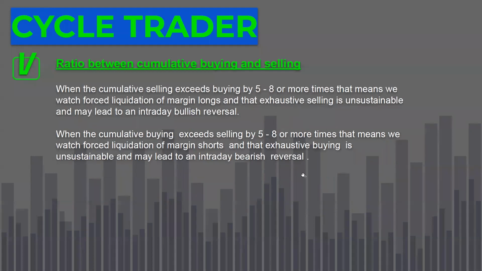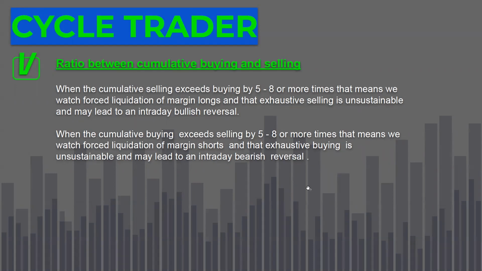Let's come back. When the cumulative selling exceeds buying by 5 or 8 or more times, that means we watch forced liquidation of margin longs, and that creates a condition for exhaustive selling. Exhaustive selling is unsustainable, and it may lead to an intraday bullish reversal.